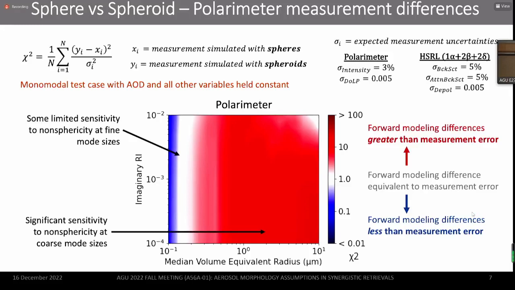So we see basically the same thing we saw in our retrieval simulations here, that in the fine mode, there is a little bit of sensitivity to the particle shape, but not a whole lot. But as you get into coarse mode, the difference between spheres and spheroids grows pretty quickly, and it is much larger than the measurement error that we expect from these instruments. And this is all done with a monomodal log normal test case, and we hold the AOD constant between the two. You could also hold the concentration, but we decided the AOD would be a more apples to apples comparison.